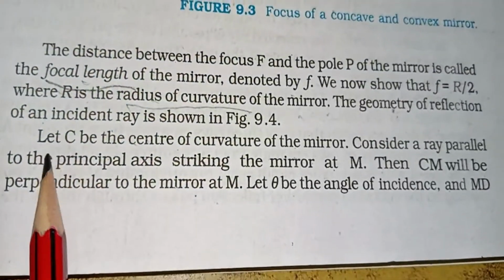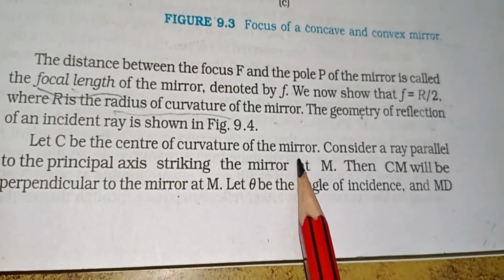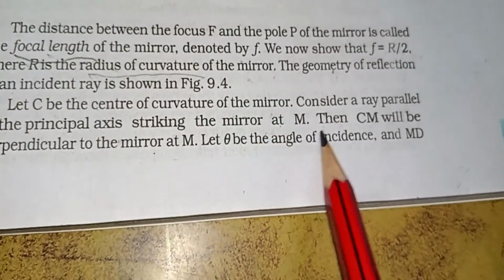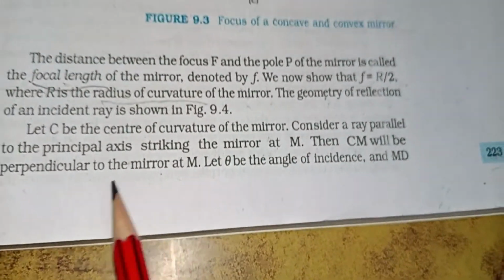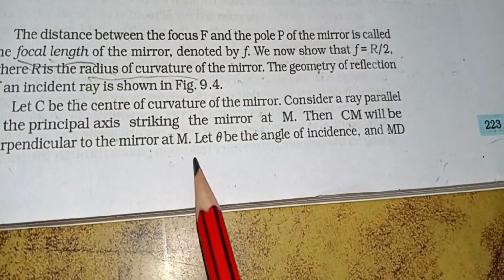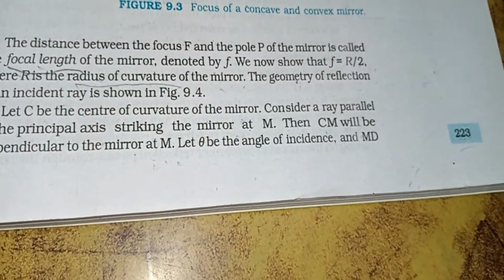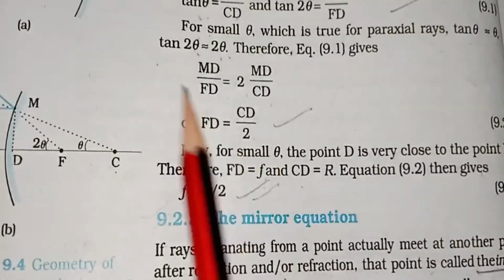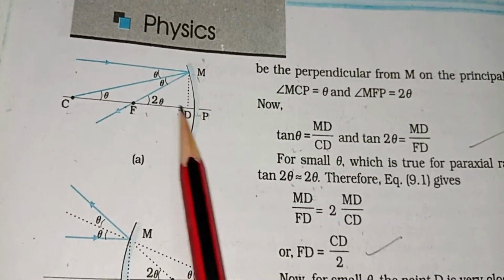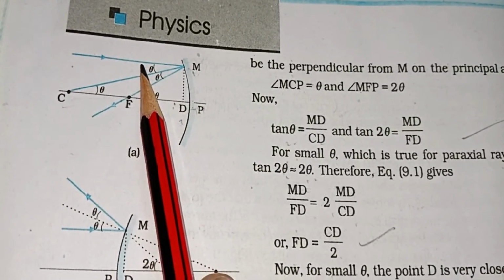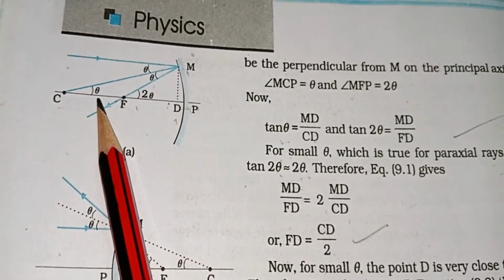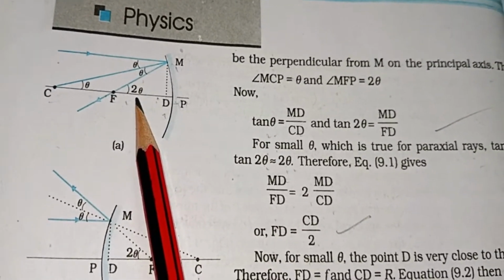Let C be the center of curvature of the mirror. Consider a ray parallel to the principal axis striking the mirror at M. Then CM will be perpendicular to the mirror at M. Let theta be the angle of incidence, and let MD be the perpendicular. This is theta and this is theta, because i is equal to r, and this will become 2 theta.